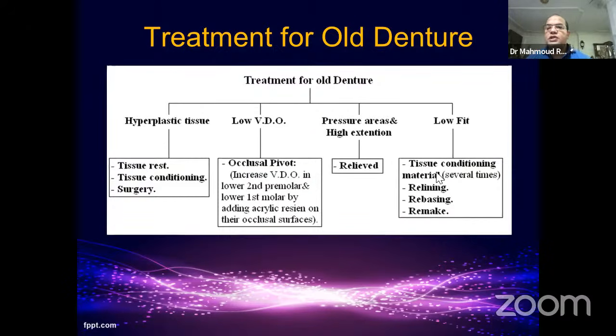If we reline the denture, and the acrylic resin is abused and contains microorganisms or bacteria, it is preferred here to rebase the denture or remake the denture and make a new one.